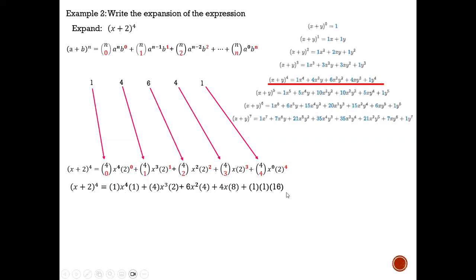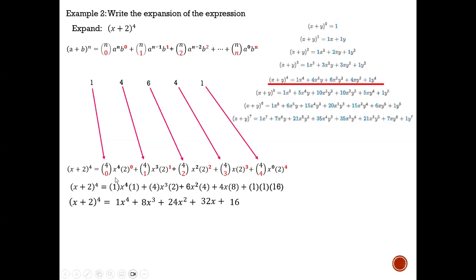So I wrote out what everything is, and now I need to multiply everything to get all my specific terms. So the first one, I have 1 times x to the 4th times 1, 1x to the 4th. Right here, I multiply 4 and 2 with x to the 3rd, 8x to the 3rd. Right here, 6 and 4 is 24 with x squared. 4 and 8 is 32x. And then lastly, 1 times 16 is 16.